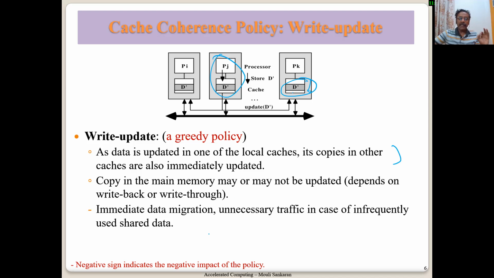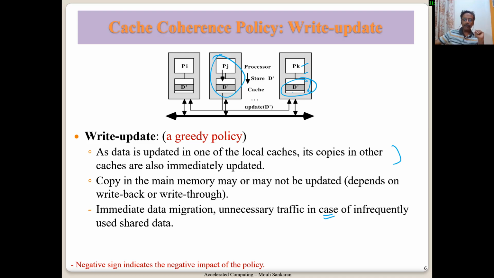The issue here is immediate data migration, unnecessary traffic in case of infrequently used shared data. What I am saying is it is being shared, but maybe other cores are not actively using them. Just because it is there in their cache line, you go and update it. Whether it is required or not, you don't know. So this kind of greedy policy actually creates lots of traffic on this bus. We are calling it a snooping bus, and then we go and update it on all other cache entries also. There is a special hardware which keeps track of which blocks are maintained in different caches.